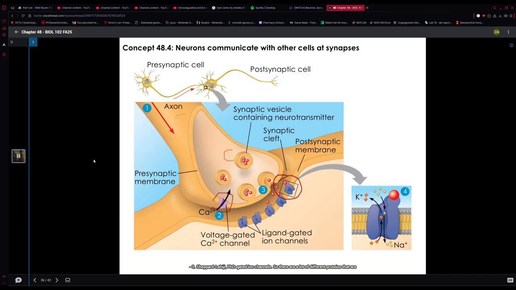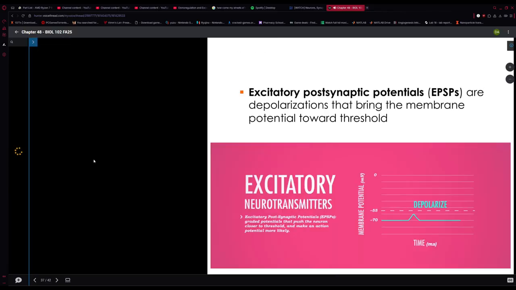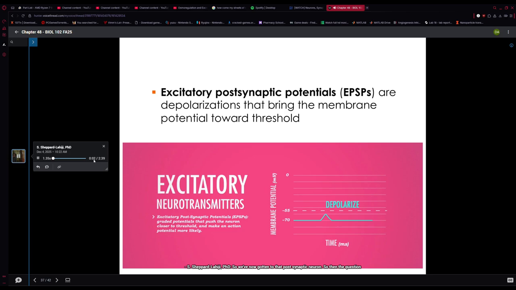So there are a lot of different proteins that are essential for propagation of a signal and communication from one cell to the next. So we've now gotten to that postsynaptic neuron. So then the question becomes, now what? What's that postsynaptic cell or neuron going to do?